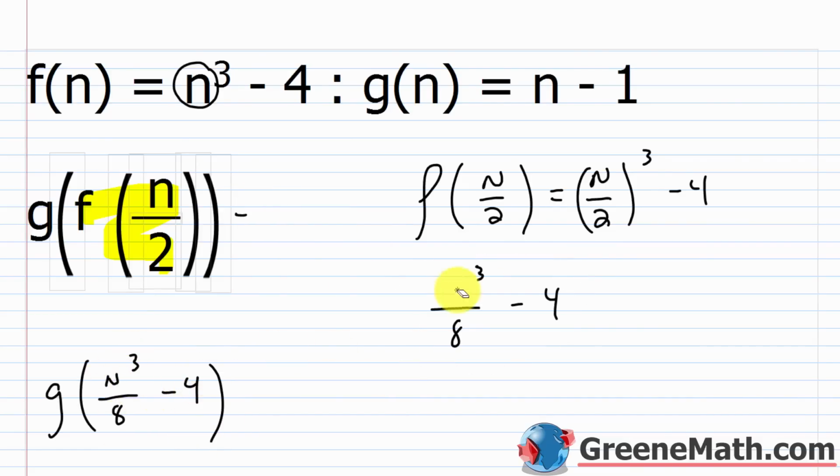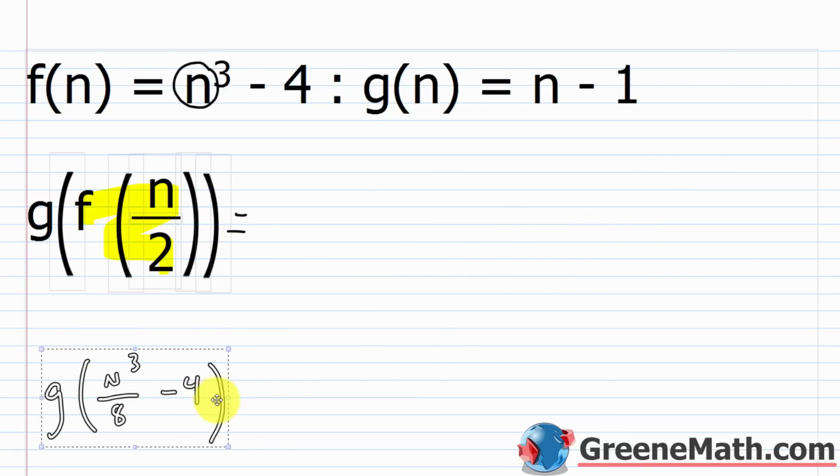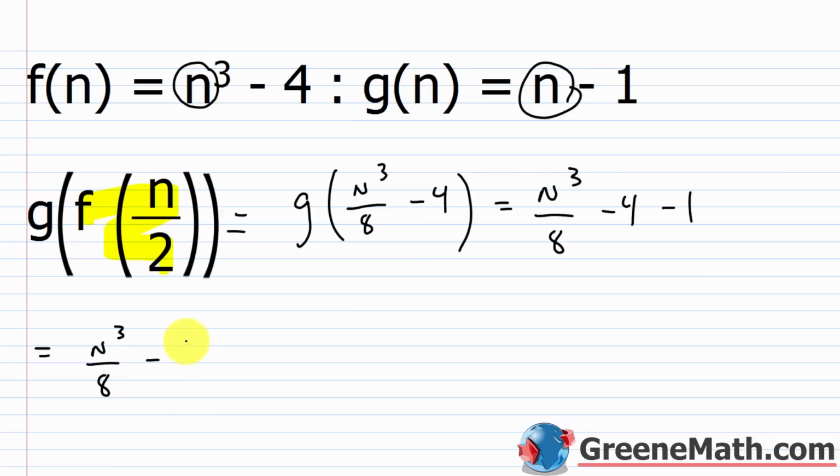Now I can erase all this. I don't need any of this anymore. So what would this give me? So this basically tells me I'm going to plug in n cubed over 8 minus 4 everywhere I see an n in the function g of n. So I would just have n cubed over 8 minus 4 and then minus 1. So negative 4 minus 1 would be negative 5. So I can say this is n cubed over 8 minus 5.